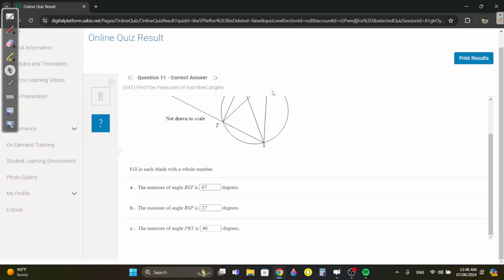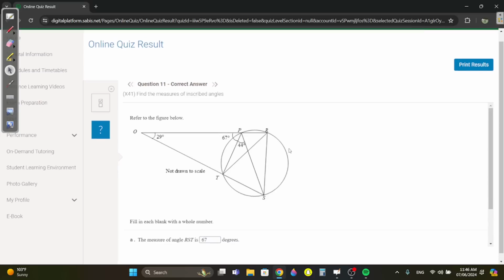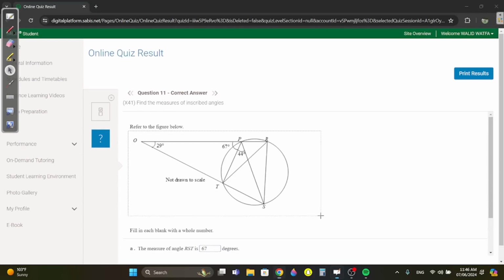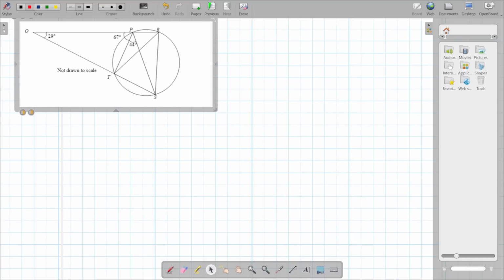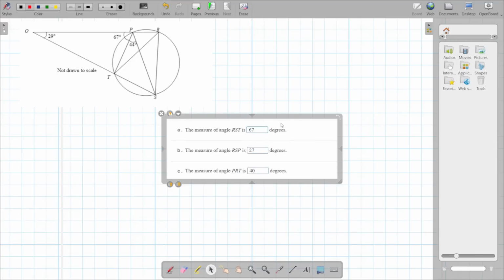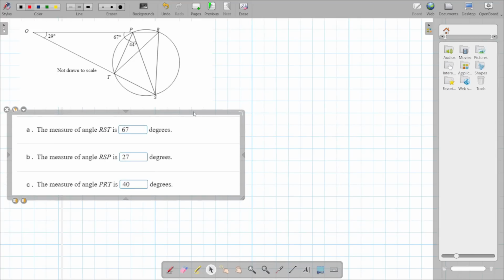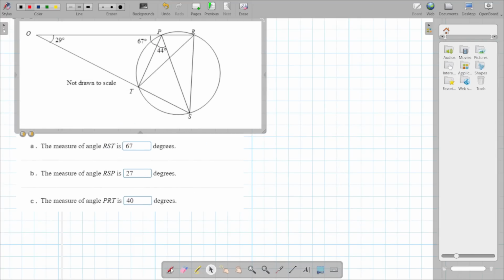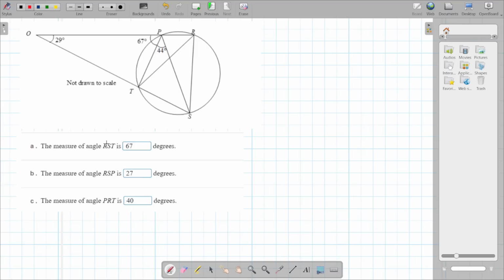Question 11. I think this is the one we got in our periodic. I remember seeing this shape before. So all of them could come. Please make sure you know them. They're not that hard.